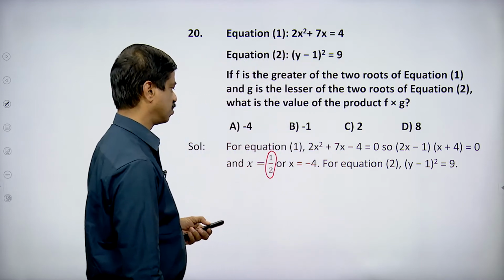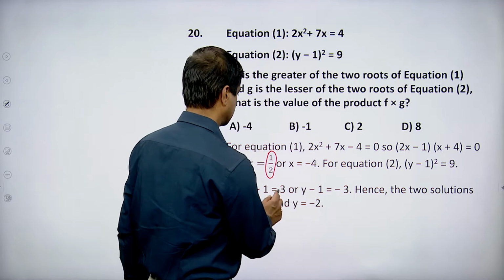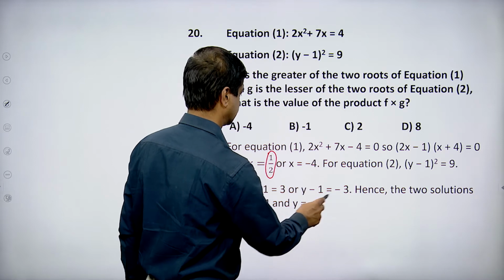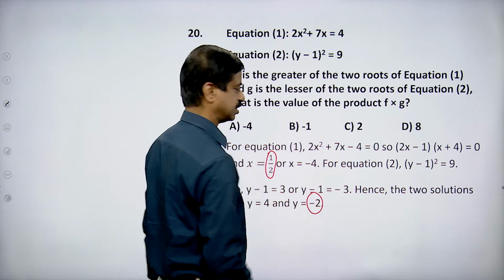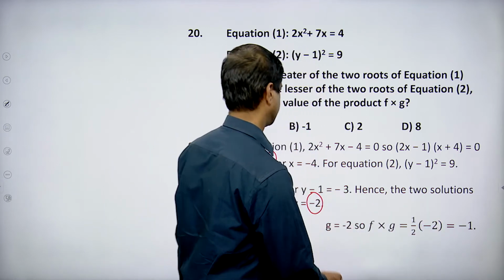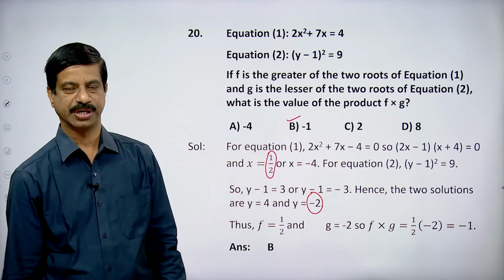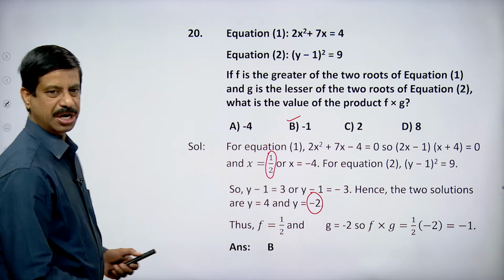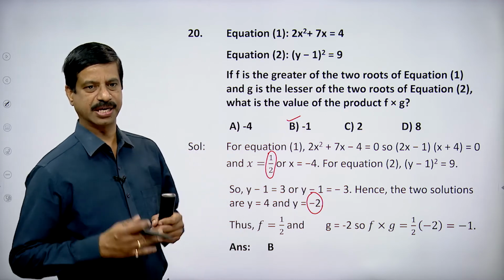So, y minus 1 equal to plus or minus 3. So, y minus 1 is 3 is one thing and minus 3 is the other thing. You take the lesser one, so y is minus 2. So selected, this is g. So, f into g is half into minus 2, that is minus 1. Which is option B. Please note it fast, quick. Children, please take screenshot so that we save our time and use it for the next question.